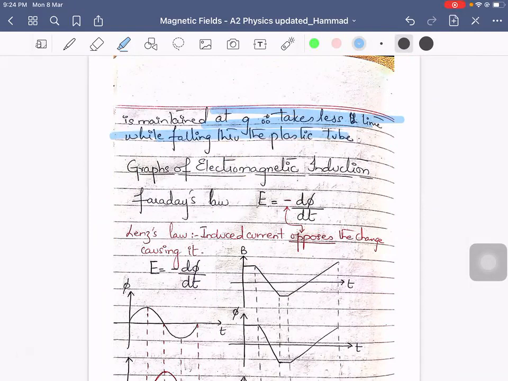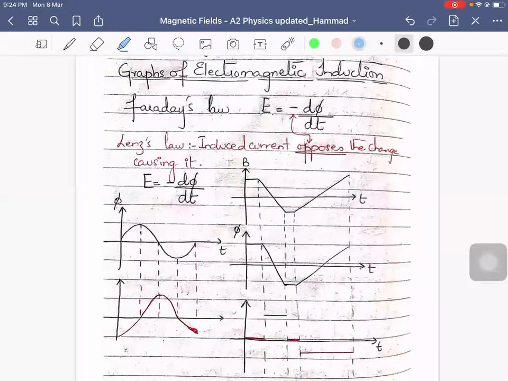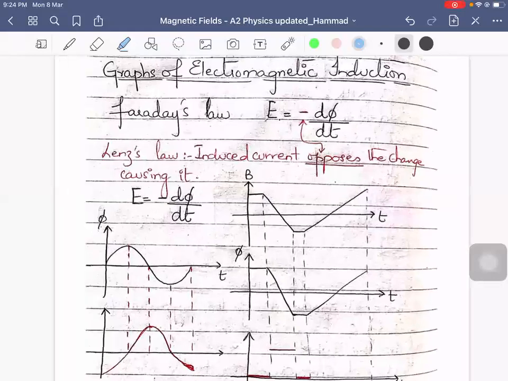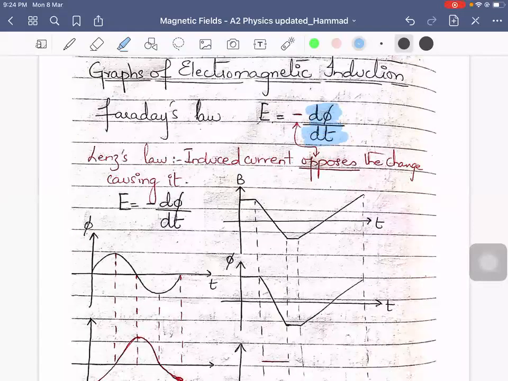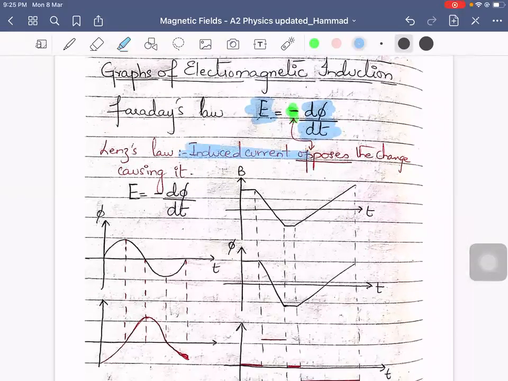According to Faraday's law, the rate of change of magnetic flux, right, will induce an EMF. The blue part highlighted is the Faraday's law. However, according to this induced EMF, there is a current in the coil generated that would oppose the change causing it. So the green part is basically the Lenz's law, the statement of the Lenz's law. So Lenz's law states that induced current opposes the change causing it.